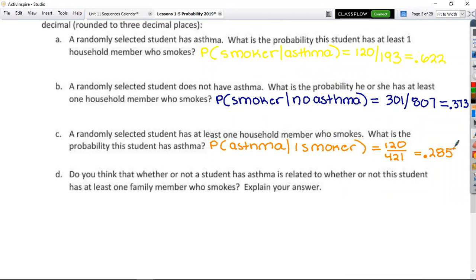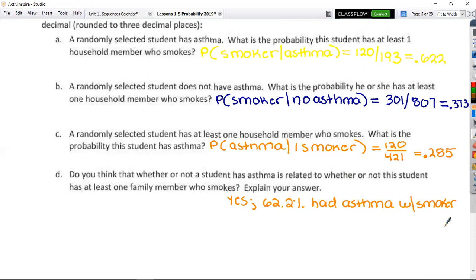And this one we kind of already discussed. Do you think whether or not a student had asthma was related to whether or not they lived with someone who smoked? 62.2% were yes. So let's say yes. 62.2% had asthma living with a smoker. You know, something like that. But again, when you do these reasons and justifications, you're looking to back it up with the math.